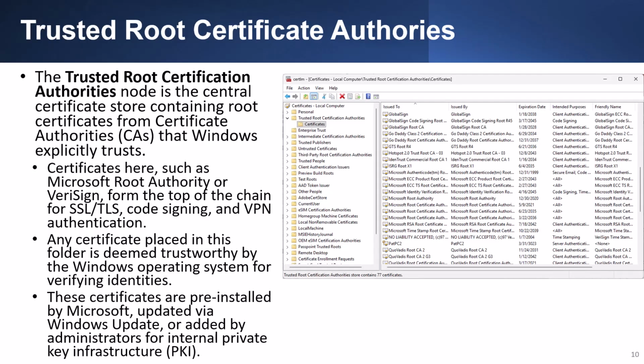The Trusted Root Certification Authorities node is the central certificate store containing root certificates from certificate authorities, or CAs, that Windows explicitly trusts. Certificates here, such as Microsoft Root Authority or VeriSign, form the top of the chain for SSL or TLS, code signing, and VPN authentication. Any certificate placed in this folder is deemed trustworthy by the Windows operating system for verifying entities.